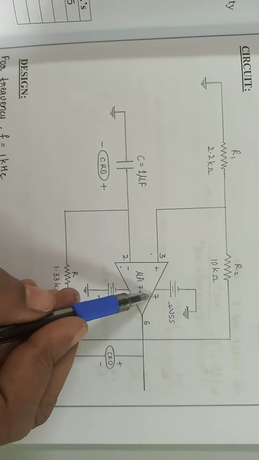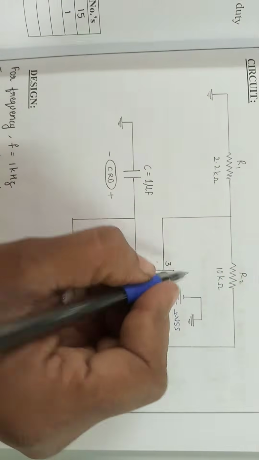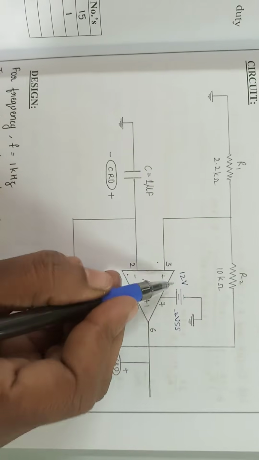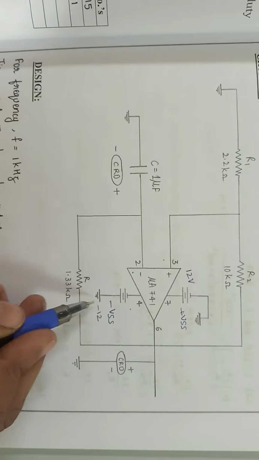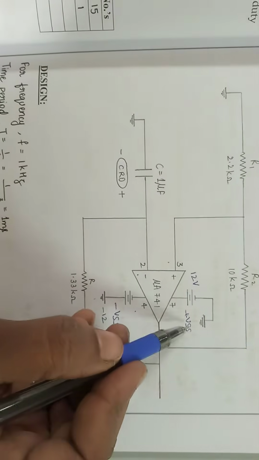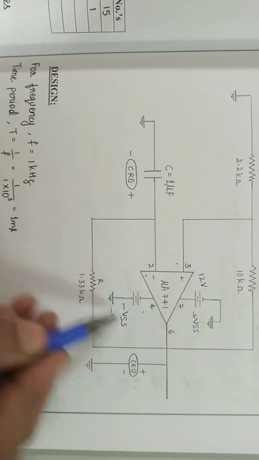Okay, for this we are applying a voltage of plus 12 volt, connected with the VDC plus 12 volt. This is the minus 12 volt. The other end of that voltage will be connected to ground. Here also connected to ground. The first part is over.